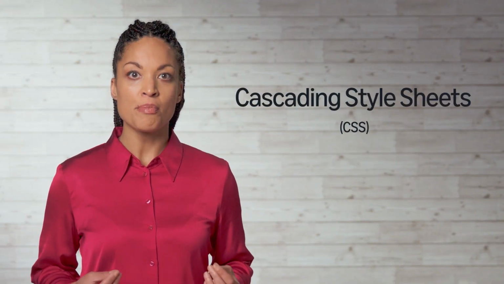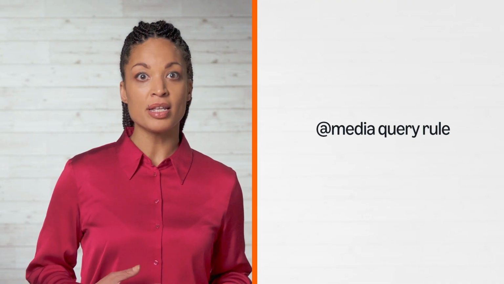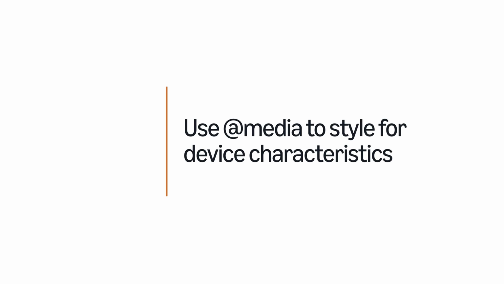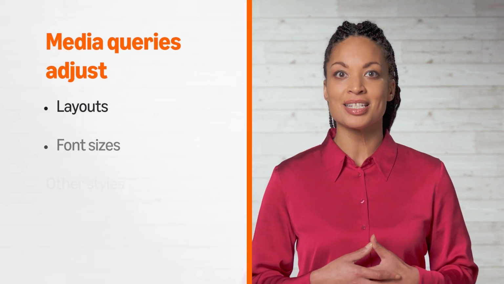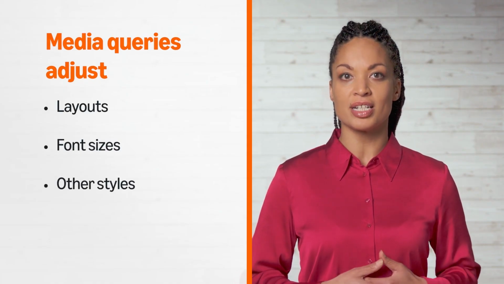The very basis of responsive design in CSS are media queries, which allow you to apply styles based on device characteristics like screen width or resolution using the @media query rule. They allow you to conditionally apply styles based on device characteristics like screen size, orientation, or resolution using the @media rule. You can adjust layouts, font sizes, and other styles to ensure your site looks polished on every device.